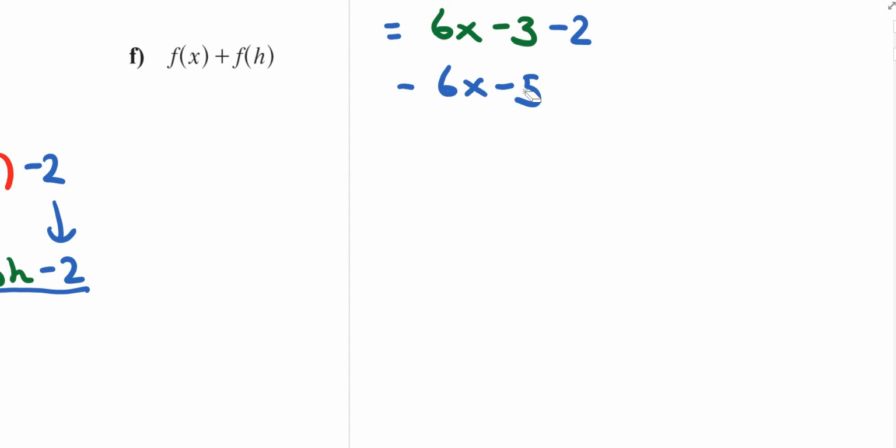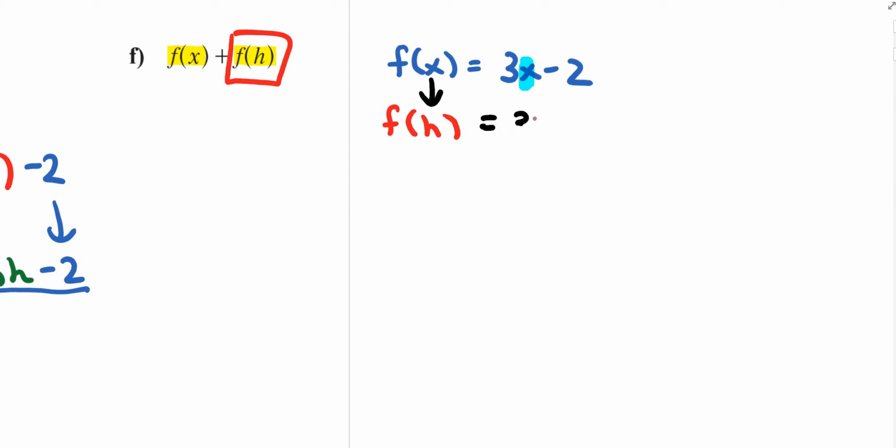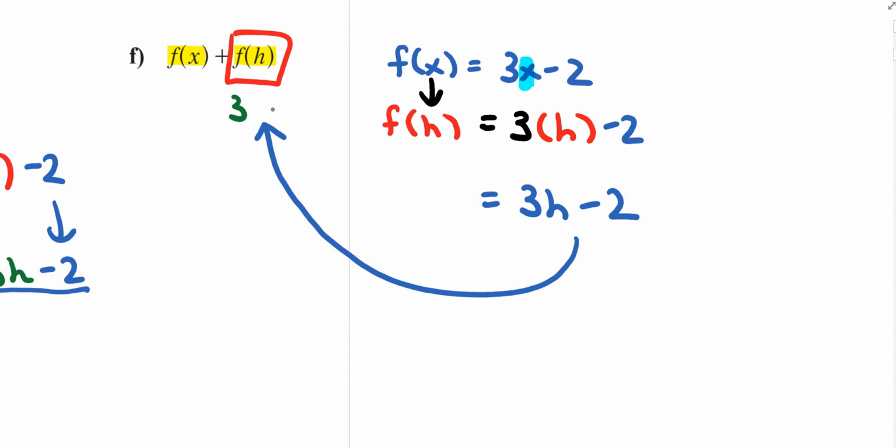Okay, let's move on to question 2f now. So now I have f of x plus f of h. My original problem once again was f of x equals 3x minus 2. Let's evaluate this part first, f of h, right? The x value now gets replaced with h. So it'll be 3 times h, and then minus 2. And if I evaluate this, this is simply going to be 3h minus 2. Okay, so I can bring that up to here. That's going to be 3h minus 2.